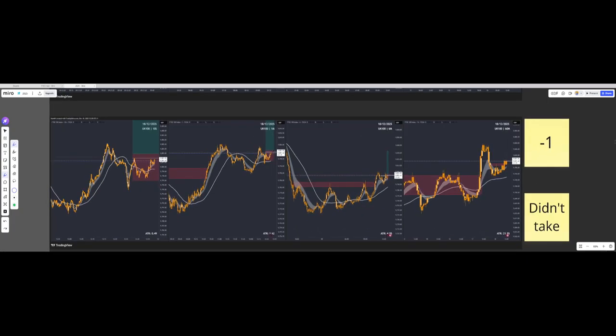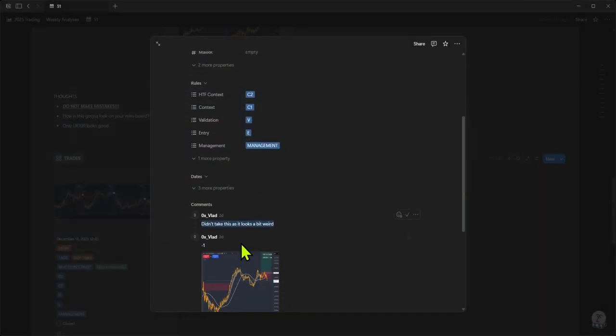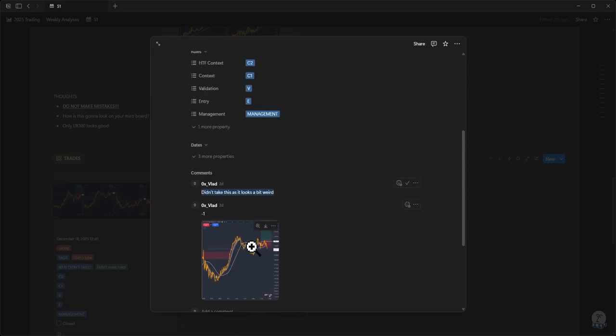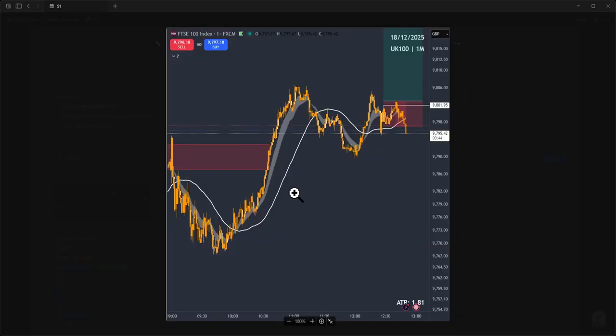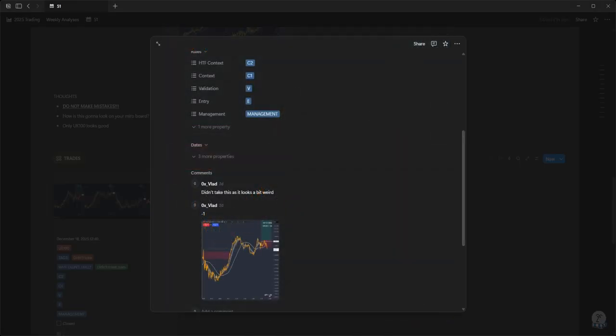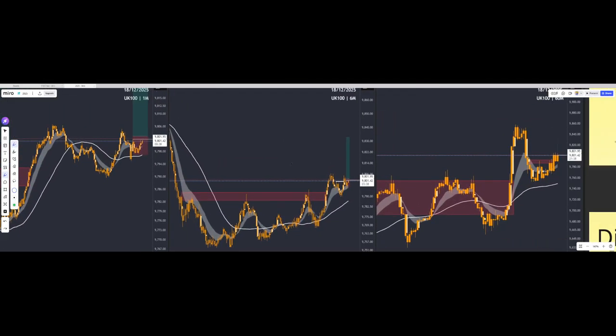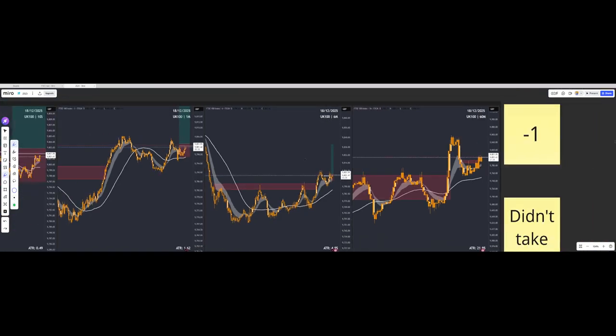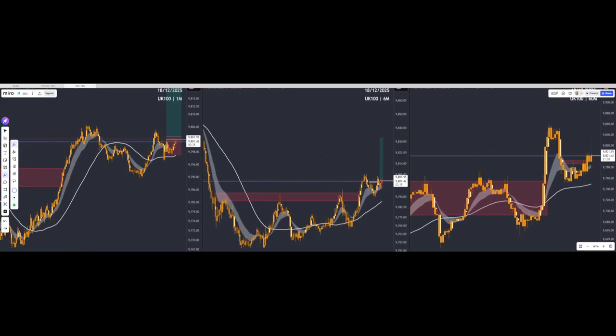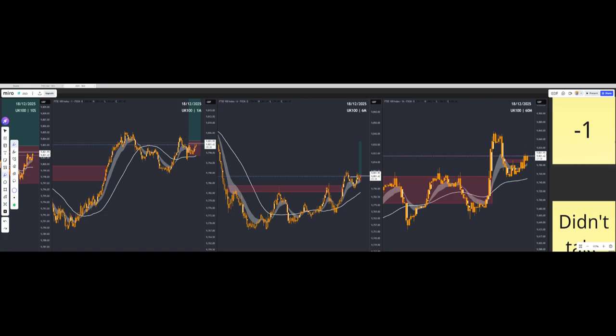I didn't take it. Any reason why I didn't take it? Like anything particular? I don't know. I think this looks pretty decent, doesn't it? I guess what I should have done is I should have entered through here, honestly. Like that makes much more sense.